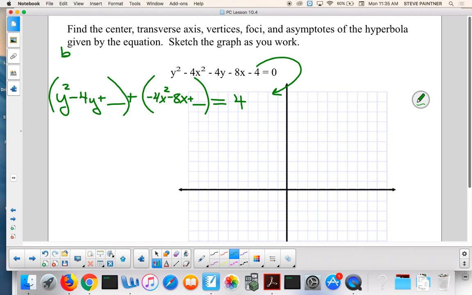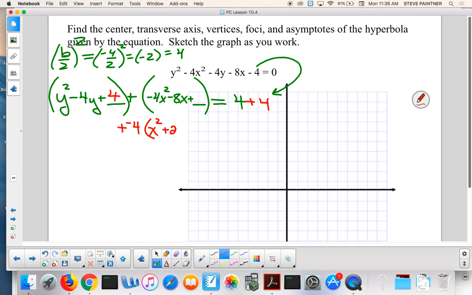Half of b, cut it in half, square it. What do you get? Half of negative 4. Square negative 2, you get 4. Add 4 to both sides, right? Okay, what about the next one? Yeah, you know what? You want that to be x squared. You don't want negative and you don't want 4. So factor out what? Yeah, the negative. Get the negative out of there. And then you get this, and you get this, plus blank.